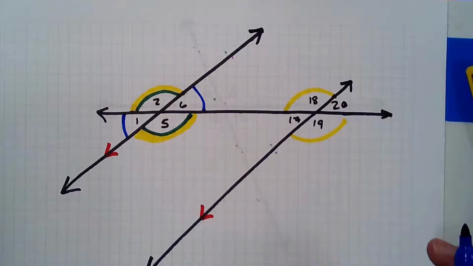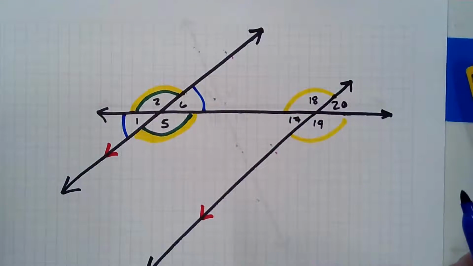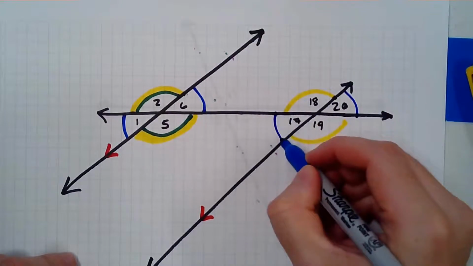Joey! What other angles are congruent? Give me angle numbers. We said 2 and 5 are. We said 18 and 19 are. We said 1 and 6 are. What else is congruent? 20 and 17. Now, how do we know those angles are congruent?